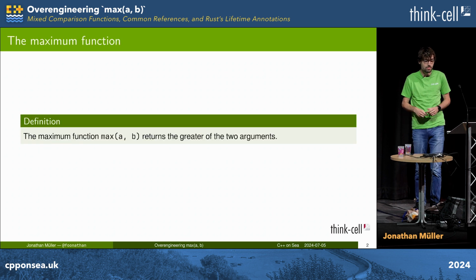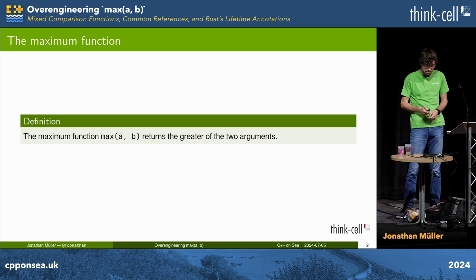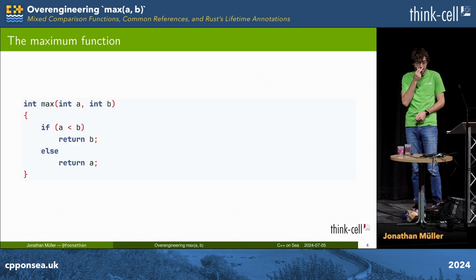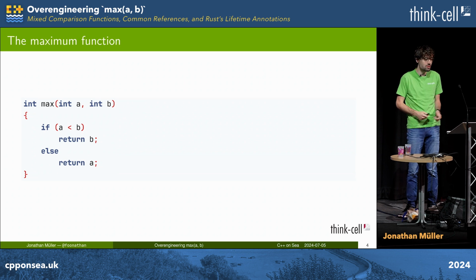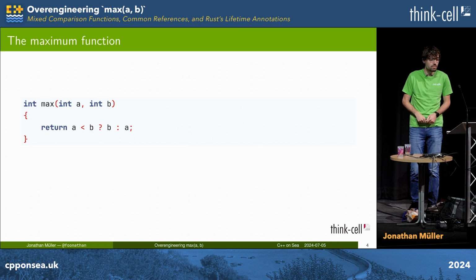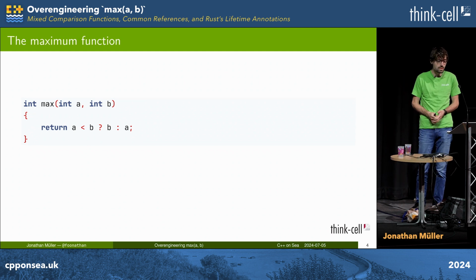So this is what we're going to do. We're going to implement the maximum function maxAB, which returns the greater of the two arguments. Right? How hard can that be? I mean, this is it, right? Max int AB. If A is less than B, then we return B. Otherwise, we return A. People usually use the ternary operator for that, just one return statement and then one expression, very concise.